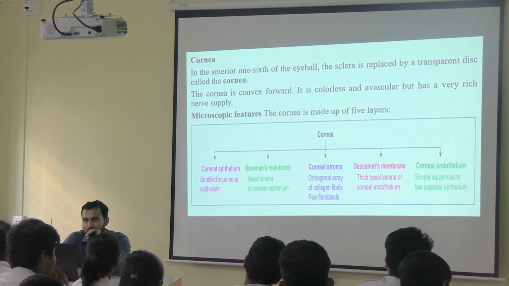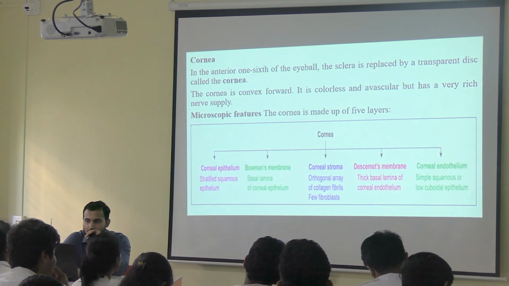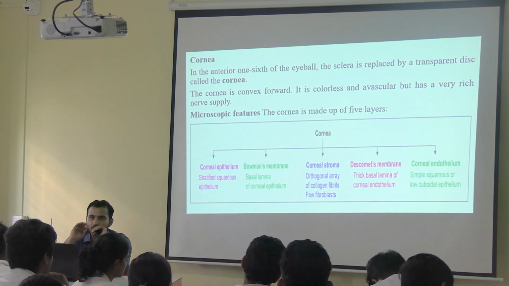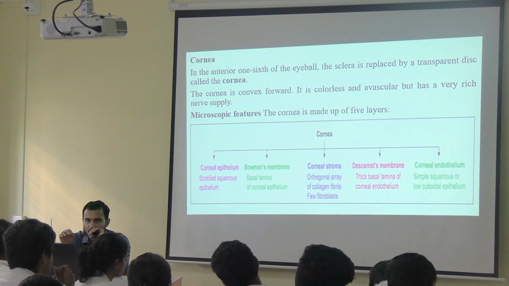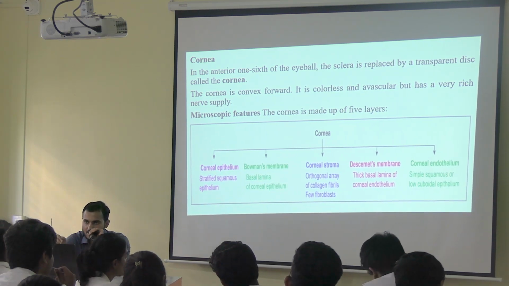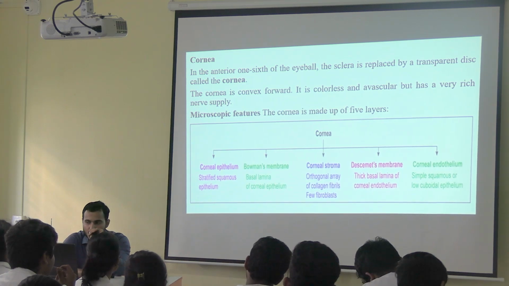So the anterior one-sixth of the eyeball is covered by the cornea, which is transparent in nature. And if you see the shape, it is convex. The anterior one-sixth of the sclera is replaced by the cornea. It is transparent in nature and convex.